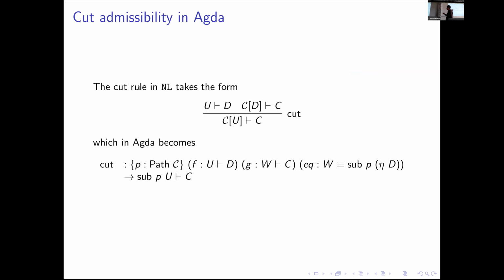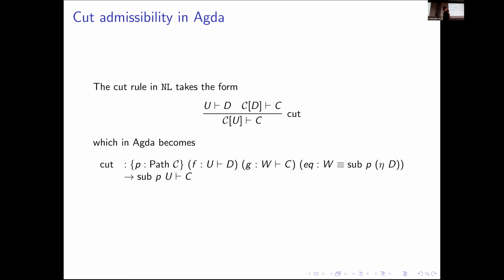Then we can use that data type to help us prove Hart's admissibility for NL in Agda. The Cut rule in NL will be formalized as a function which takes a path in a context C, and then two derivations, and then we can provide the conclusion here.